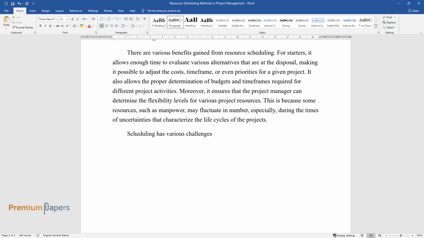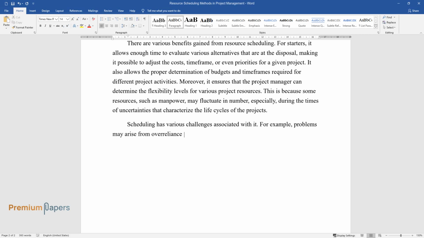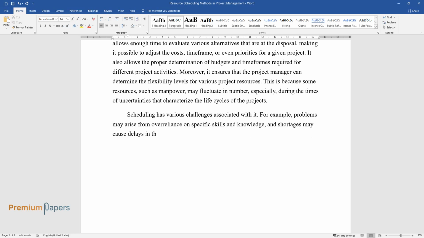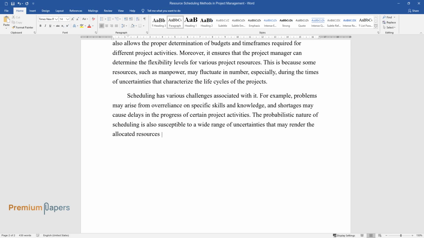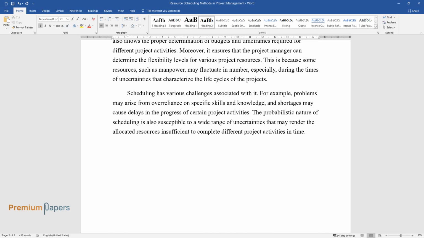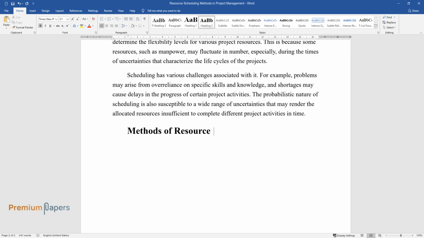Scheduling has various challenges associated with it. For example, problems may arise from over-reliance on specific skills and knowledge, and shortages may cause delays in the progress of certain project activities. The probabilistic nature of scheduling is also susceptible to a wide range of uncertainties that may render the allocated resources insufficient to complete different project activities in time. Methods of resource scheduling.